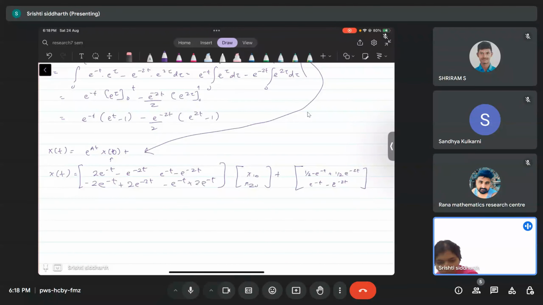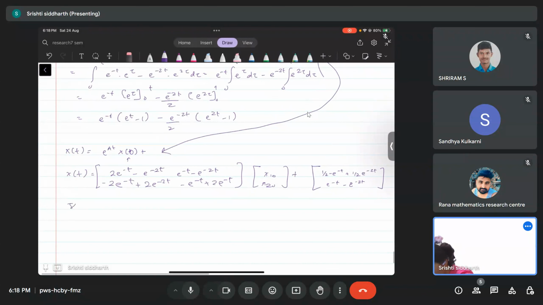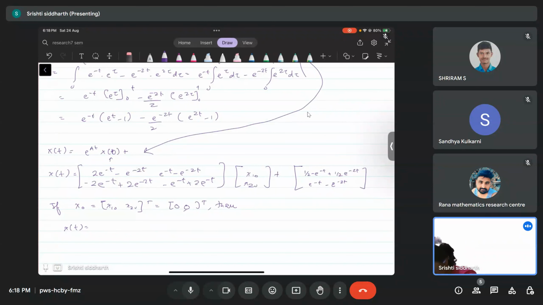Now if the system starts from 0 initial conditions, so if x naught is 0, then the first part is 0 and we just have the forced response. So this is going to be half minus e to the power minus t plus half e to the power minus 2t, e to the power minus t, and e to the power minus 2t. So this is the state free response. Alright. So this is fine.